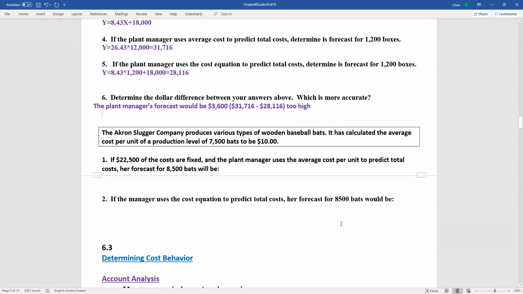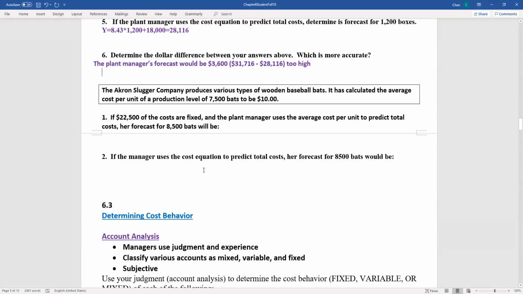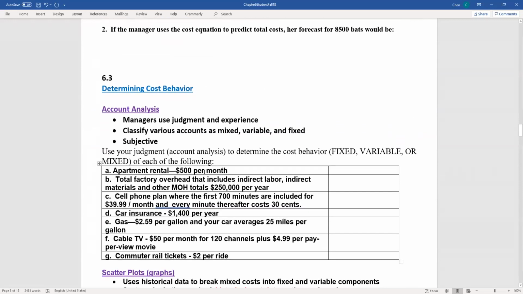So number 6, we actually answered that question already. Okay. I would just skip the next example because it's similar. You can do that by yourself, and then let me know if you have any questions.